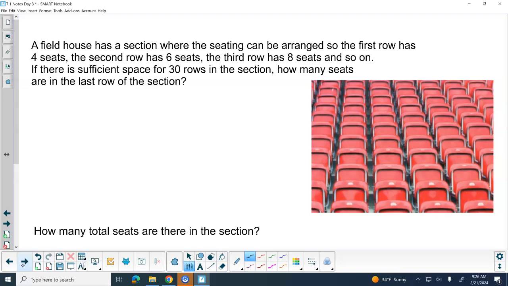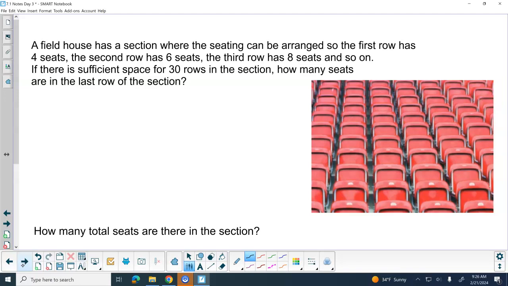A field house has a section where the seating can be arranged so the first row has 4 seats, the second row has 6 seats, the third row has 8 seats, and so on and so on. If there is sufficient space for 30 rows in this section of bleachers, okay? Obviously this is a corner section because it's getting wider and wider every time. So in this corner section, how many seats are in the last row of that section?